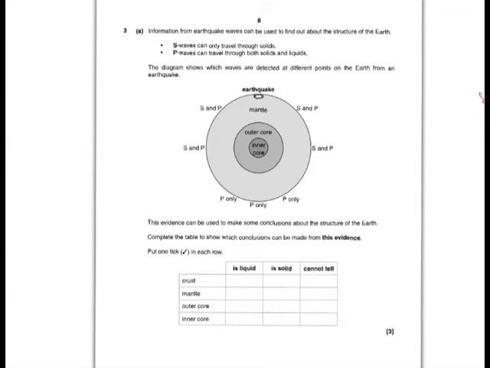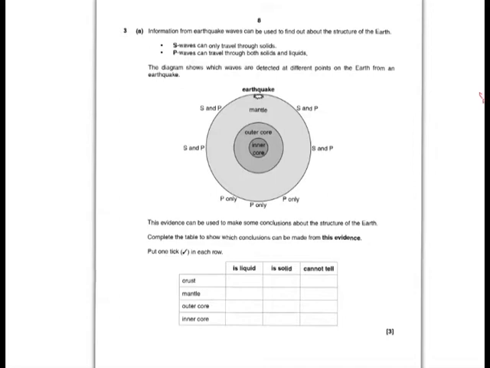This is a kind of question where, yes, you can use some prior knowledge if you know about it, but all of the information is contained in the question. The first thing we should be looking at here is that it reminds us that S waves can only travel through solids, and P waves can travel through both solids and liquids. That's information that you should actually know for P1, but the exam has told you, so there's no excuses really for not getting this kind of question right.